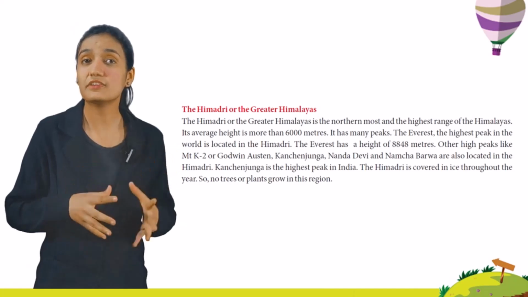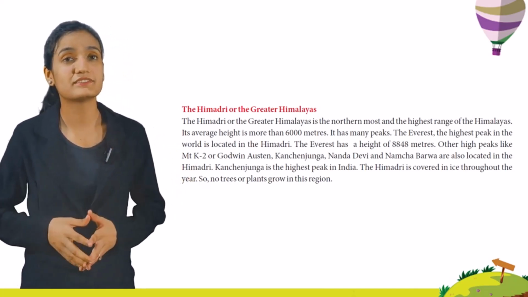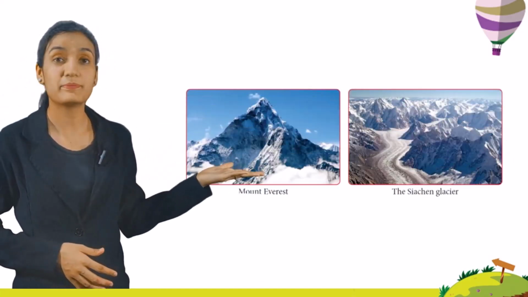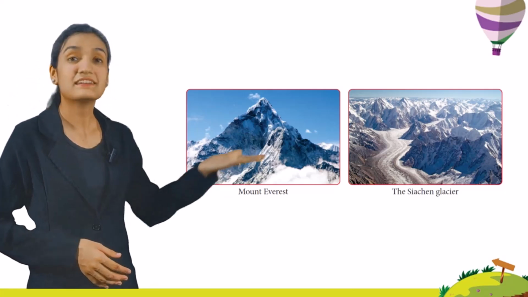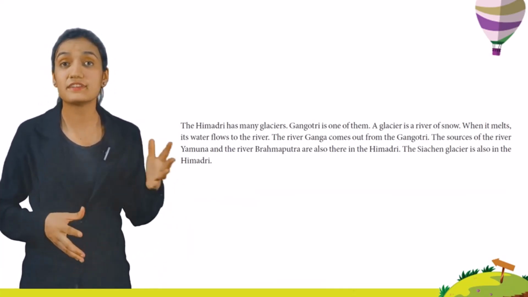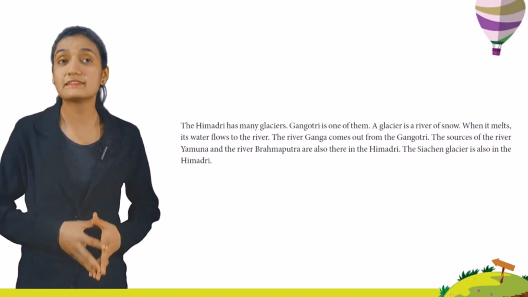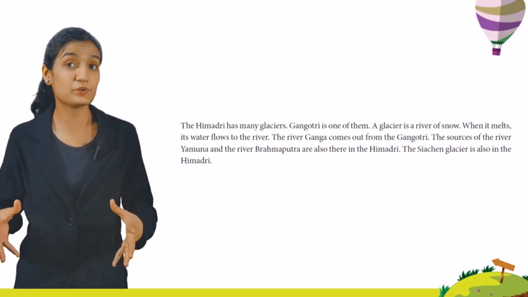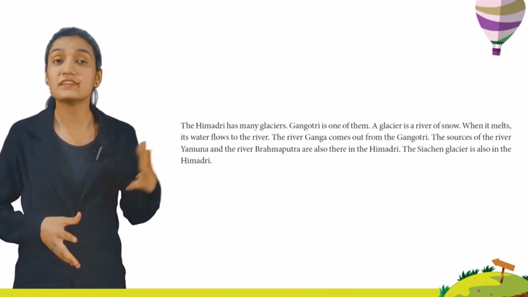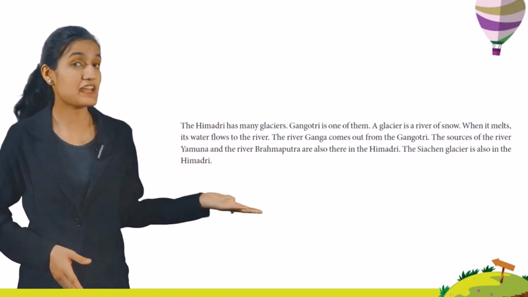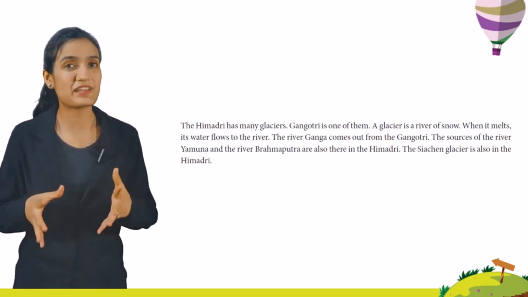The Himadri is covered in ice throughout the year. So no trees or plants grow in this region. Here you can see the pictures: Mount Everest, the Siachen Glacier. The Himadri has many glaciers. Gangotri is one of them. A glacier is a river of snow. When it melts, its water flows to the river. The river Ganga comes out of the Gangotri. The sources of the river Yamuna and the river Brahmaputra are also there in the Himadri. The Siachen Glacier is also in the Himadri.